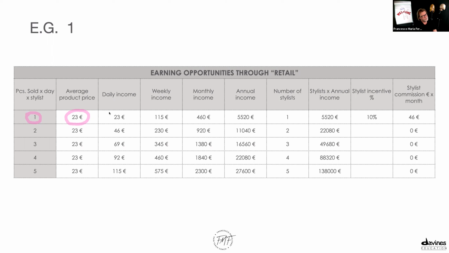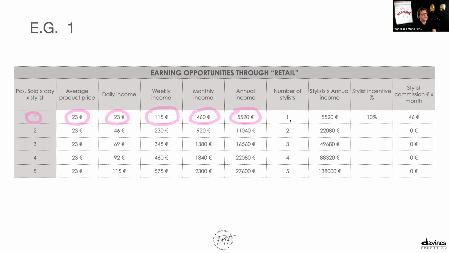So this is a simple way to create an incentive for your staff. If the stylist is selling one product a day, the daily income is going to be 23 euro or $23. Doesn't matter, you change it to your local currency. If he's working 5 days a week, that is 115 euros, which in a month is 460, which in a year is 5,500.